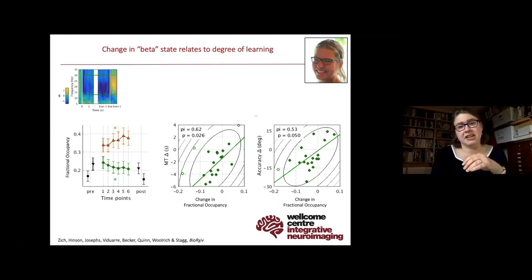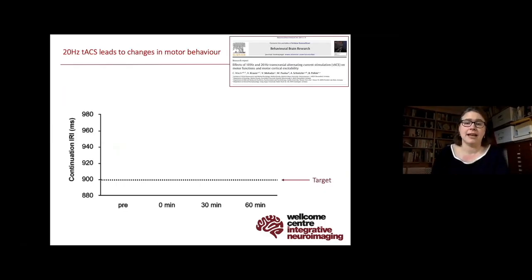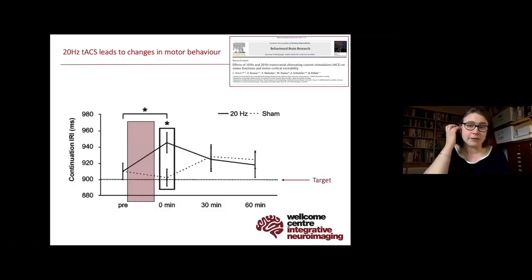So we then were interested in 20 Hertz tACS and wanted to see if there was evidence that this might have a behavioural effect. And there is some. So this was a paper from a few years ago where the authors asked participants to do a finger tapping task at an interval of 900 milliseconds. When they gave them 20 Hertz tACS, what they saw was a significant slowing after stimulation compared with sham.